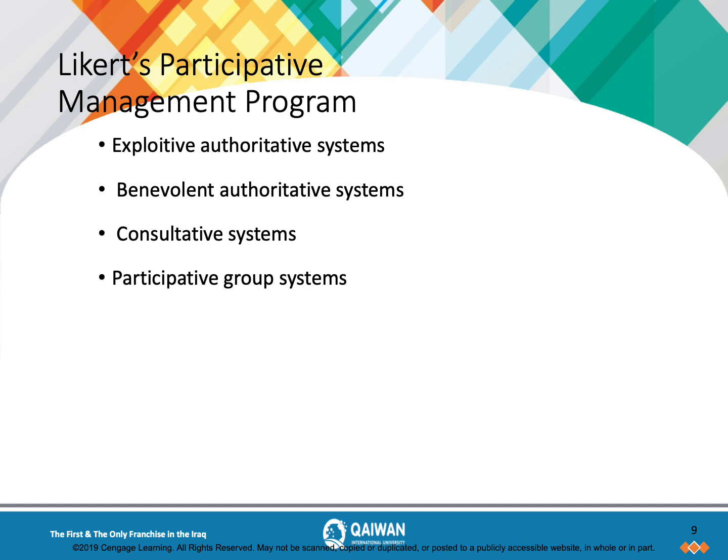And the second one, benevolent authoritative system, is when managers still control but are slightly kinder, with some rewards and bonuses, limited trust and still top-down decisions. For example, a manager says, follow my instructions and I will reward good performance. As a result, employees feel a bit better than before, but still not involved. And the results are moderate performance and limited motivation.